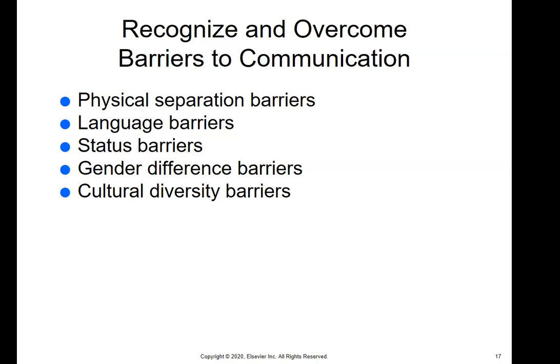The first one is physical separation boundaries. In large healthcare facilities, employees can be separated by departments or even by distance if they are in different buildings. Communicating via email can be difficult, and communication cues can be missed, leading to misinterpretation of the message. Using technology can help employees interact and strengthen communication.